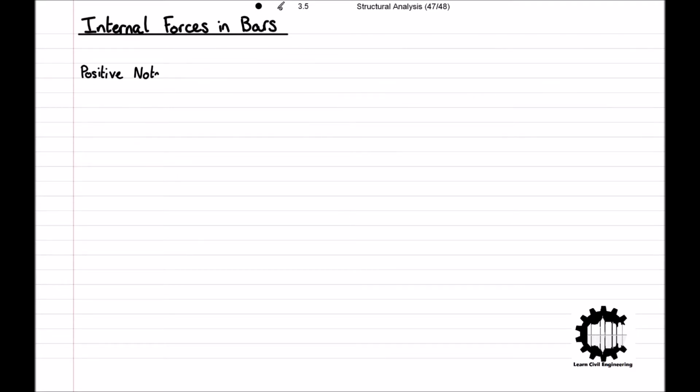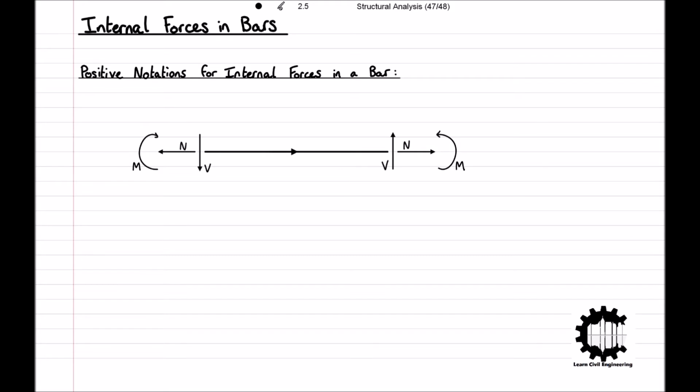Therefore, we can write out the positive notations for internal forces in a bar. For structural analysis, considering a bar which is oriented from left to right, the positive internal forces are denoted like so, where the positive axial force is acting outwards from the centre of the bar, subjecting the bar to tension.